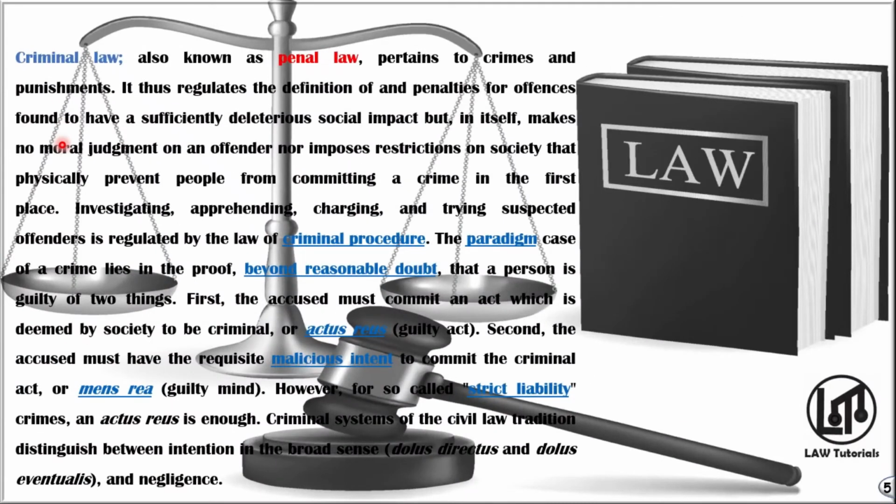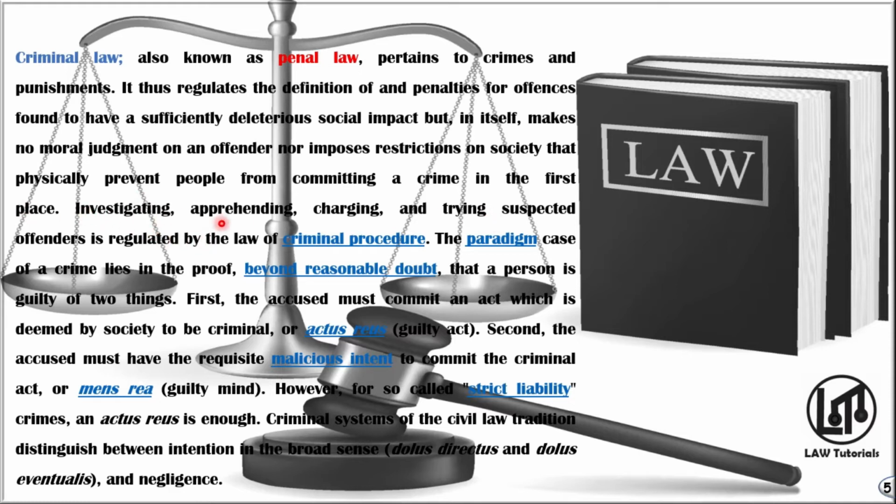Let's look at criminal law. Criminal law, also known as penal law, pertains to crimes and punishment. It thus regulates the definition of and penalties for offences found to have a sufficiently deleterious social impact, but in itself makes no moral judgment on an offender, nor imposes restrictions on a society that physically prevent people from committing a crime in the first place.